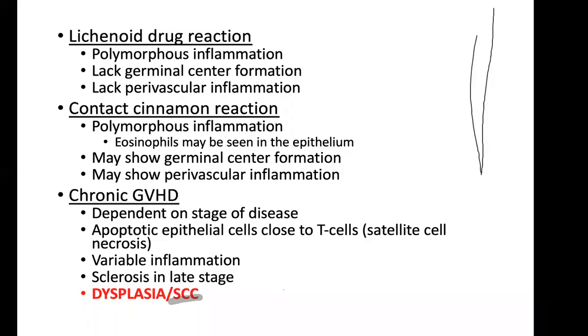So how is a lichenoid drug reaction different? Not very. You get the same polymorphous inflammation, but lichenoid drug reactions tend to lack germinal center formation. They do not show perivascular inflammation as lichenoid metal reactions would. Contact cinnamon reactions would also show polymorphous inflammation. But another thing you're going to see in a lichenoid cinnamon or contact cinnamon reaction is eosinophils crawling out of this polymorphous inflammation in the connective tissue into the epithelium. And contact cinnamon reactions may also show germinal center formation as well as perivascular inflammation.